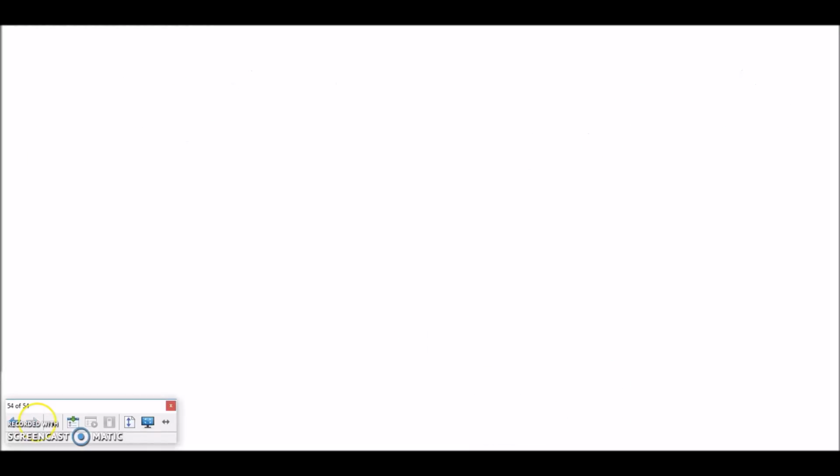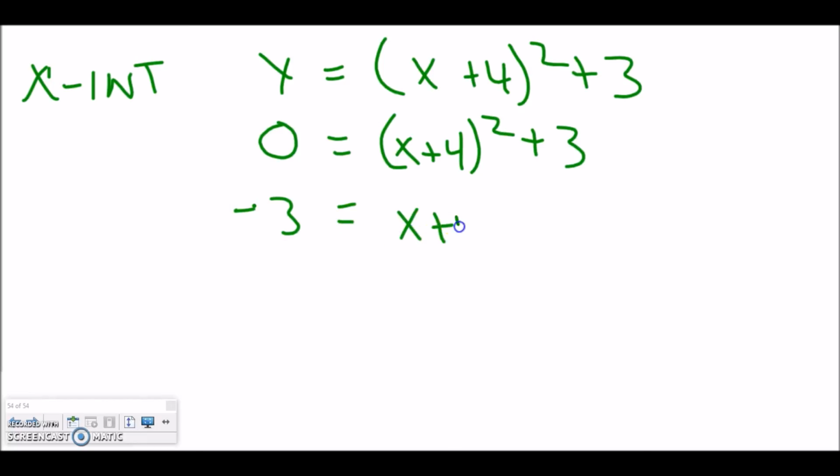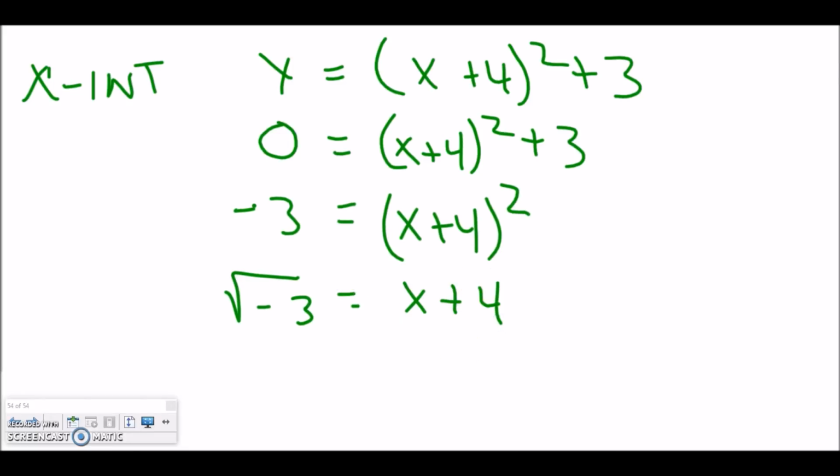The last thing that these problems will ask us for is our x-intercepts. For our x-intercepts, we let y equal 0. So our equation was (x plus 4) squared plus 3. Let y equal 0. That looks like we subtract 3 from both sides. That looks like we square root both sides. That looks like we subtract 4 from both sides.